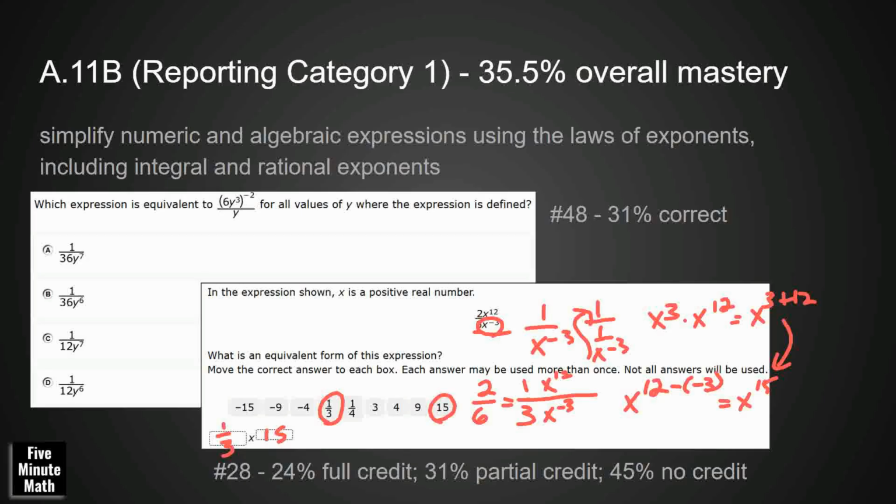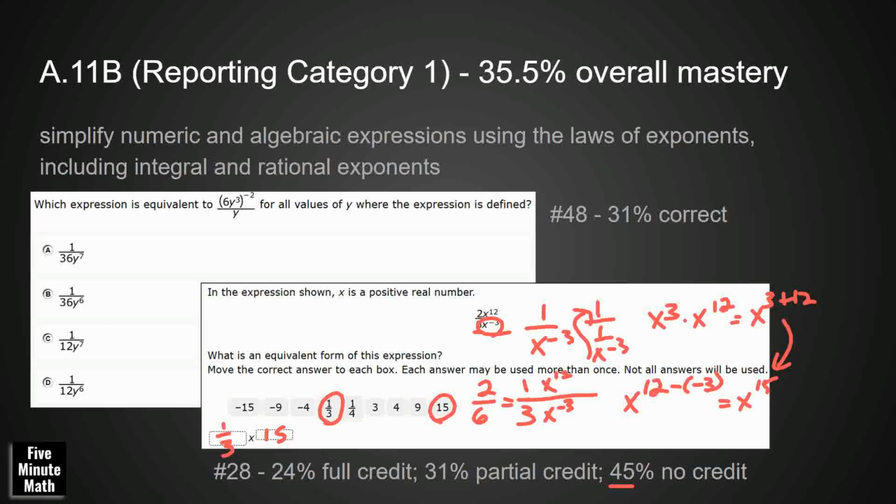Now take a look at this. Only 24% of our students got both points. 31% of our students got partial credit. And 45%, almost half of our students, were not able to get any points. They could not even get that 2/6 equals 1/3. So even in problems like this, let's focus on the easy things. Can we simplify any of the coefficients without using any product of powers? Can we understand that 2/6 equals 1/3?